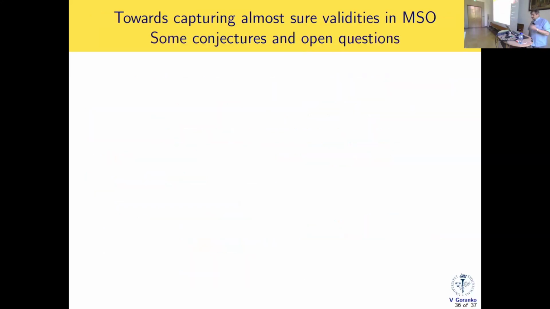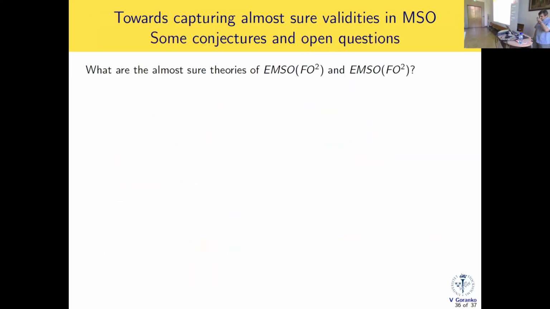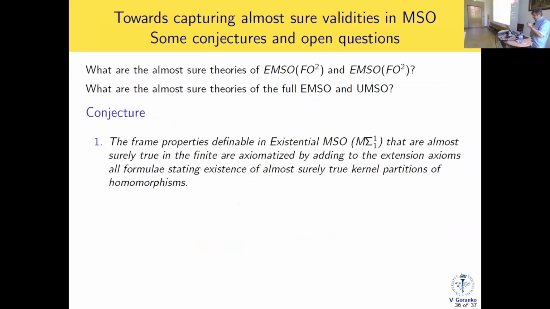Okay, so lastly, some conjectures and some open questions. Well, first, to make it slightly easier, we may want to focus on the EMSO on just the two variable fragment of first order logic, which is already good enough to talk about, let's say, frames and graphs and all this. And even there, things are not much simpler, but at least I have conjectures towards which I have made some progress, which I want to mention.